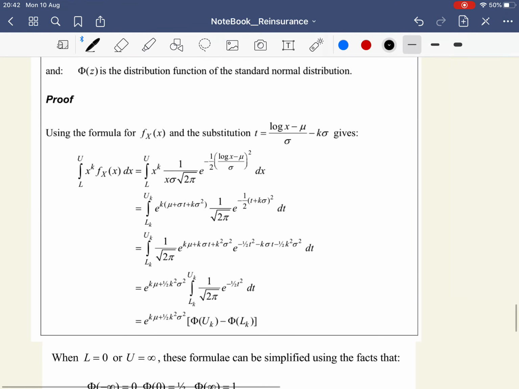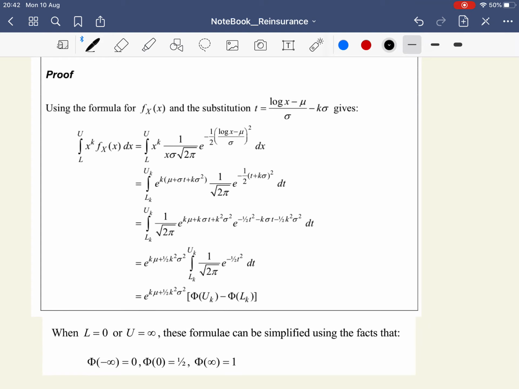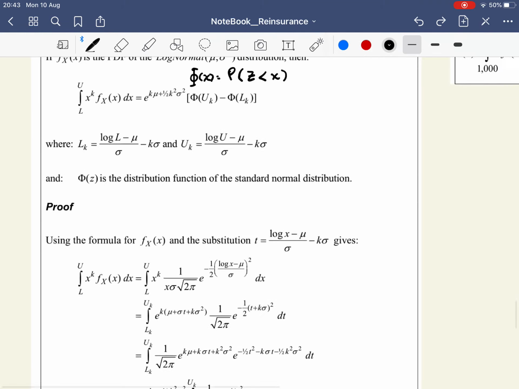Okay, so let's look at the proof a little bit. The proof can be done by just taking a u substitution of t equal to log x, take away mu, divided by sigma, and then take away k sigma. This is a part that I will leave you to read, so I will skip going through it, but you can have a read anyway. I already pasted it for you.